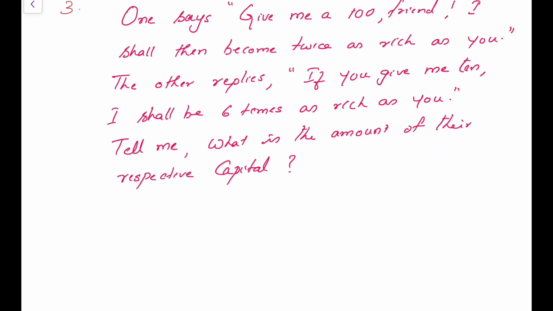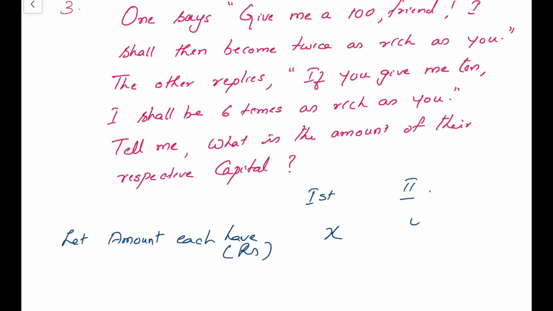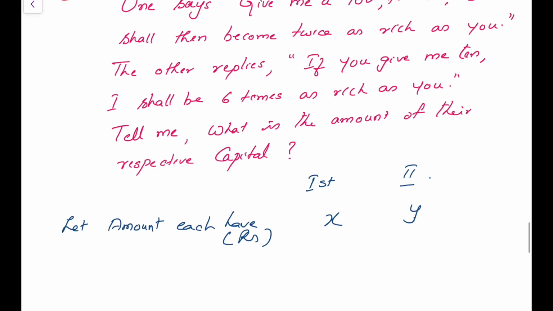Now we'll do one more sum. One says, give me 100 friend, I shall then become twice as rich as you. So now here there are two people, the first person and the second person. Let the amount each person is having, in rupees, be X and Y.